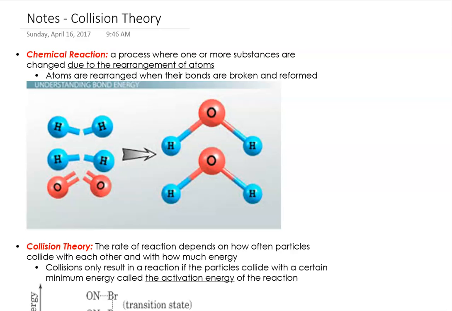So just to reiterate stuff that we have already learned a little bit, a chemical reaction is a process where one or more substances are changed due to the rearrangement of atoms. So atoms are rearranging, their bonds are broken, and they're being reformed. In this picture that we have here, we have some H2 molecules and an O2 molecule, and they're breaking their bonds and reforming in the form of H2O. That's the basis for what a chemical reaction is.